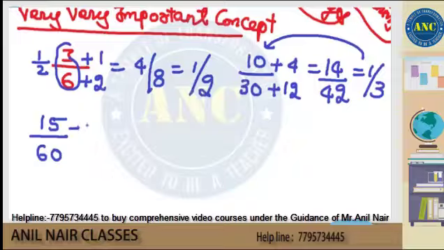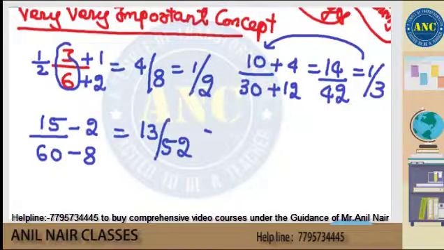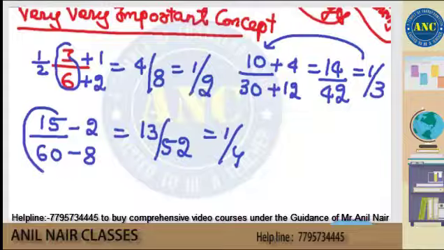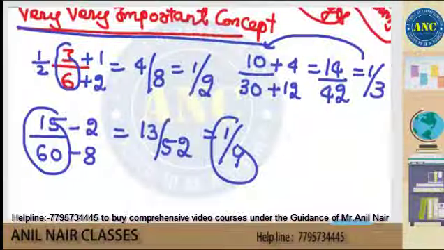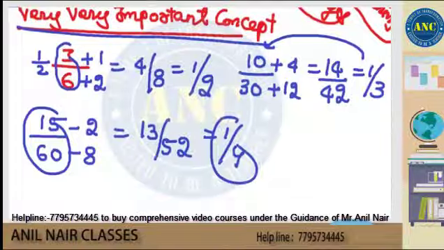15 by 60. If I subtract 2 and 8, this will become 13 by 52. 13 by 52 is 1 by 4. The question is also 1 by 4. Very important concept. You should know it. 15 by 60 is 1 by 4. If I take any values in the form 1:4, 15 minus 2, 60 minus 8, 13 by 52, still 1:4. I hope it is clear.